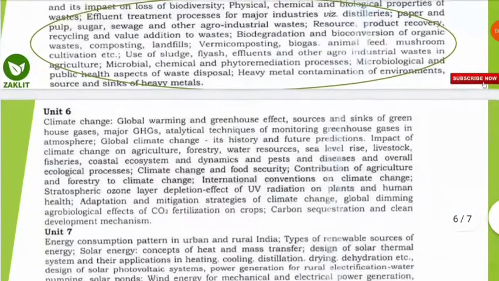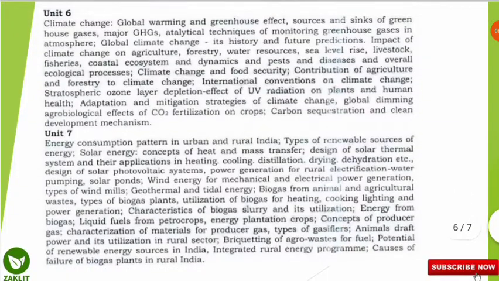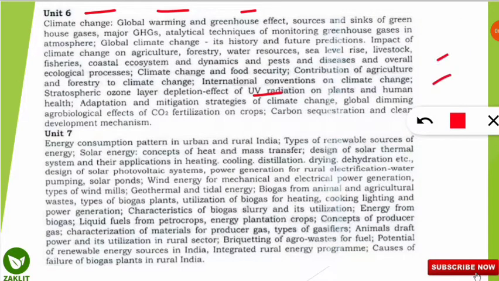Now we'll go to units 6 and 7. Unit 6 is very simple, the same as the UGC-NET environmental science paper: climate change, global warming, greenhouse effect, UV radiation. All these are related to the UGC-NET syllabus. Now coming to unit 7. Unit 7 is the energy sector, the energy part of UGC-NET environmental science, which has been introduced here. So energy consumption, types of renewable sources, utilization of biogas, biogas energy, all these things are included under the energy section. Let's move to the next slide.